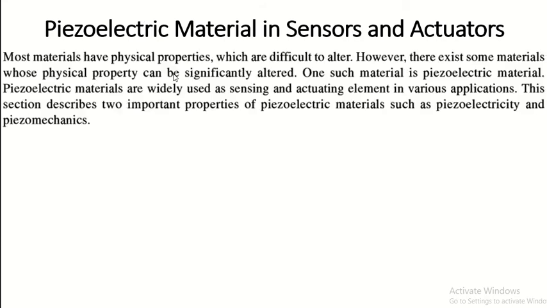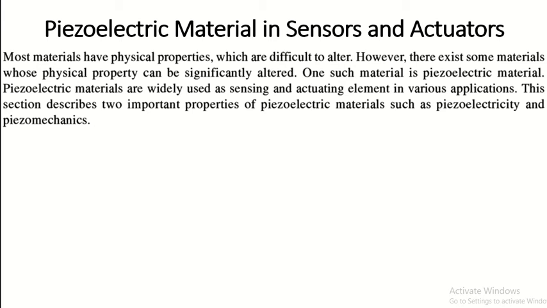So in today's lecture, we will discuss the piezoelectric material which is used in sensors and actuators. Most materials have physical properties which are difficult to alter. However, there exist some materials whose physical properties can be significantly altered. One such material is known as piezoelectric material. Piezoelectric materials are widely used as sensing and actuating elements in various applications, because their physical properties can be changed.